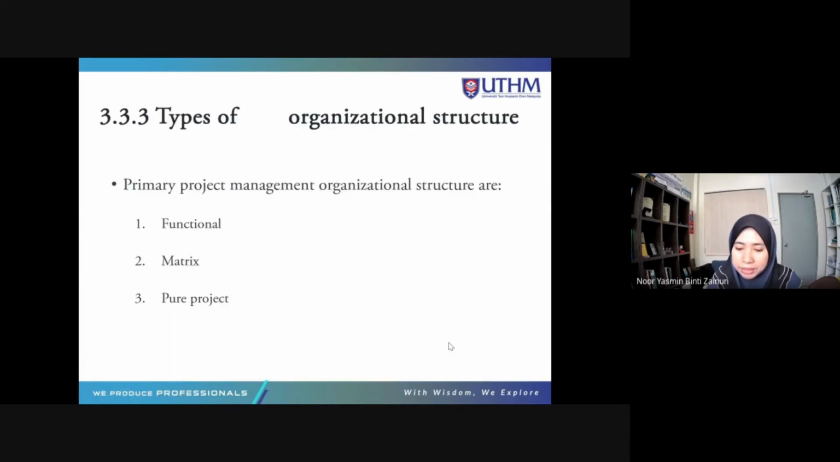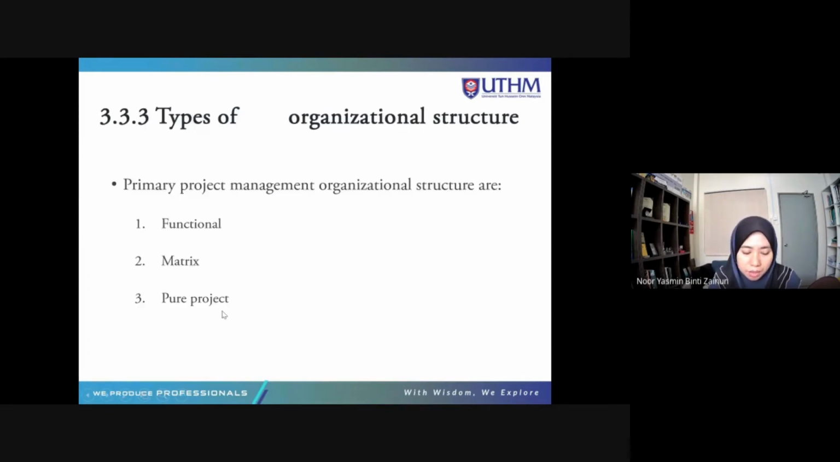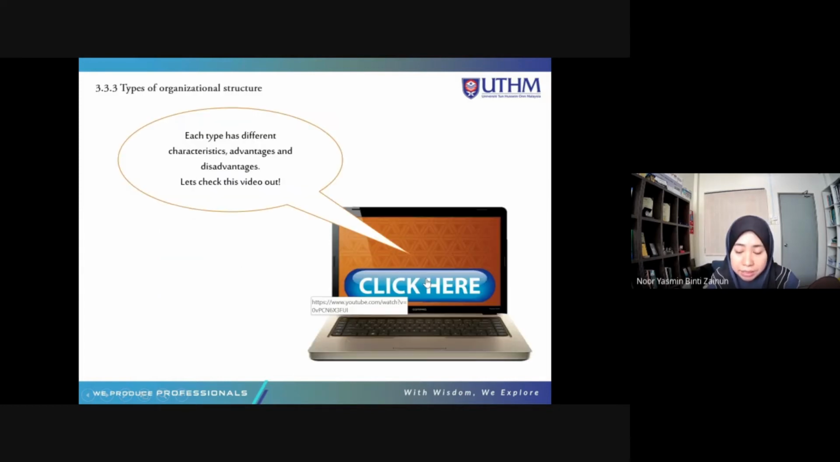Then we will decide which organizational structure is suitable for the project based on these three structures. The project organizational structure has three types: functional, matrix, and pure project. These three types have different characteristics, advantages and disadvantages. So let's see the video.